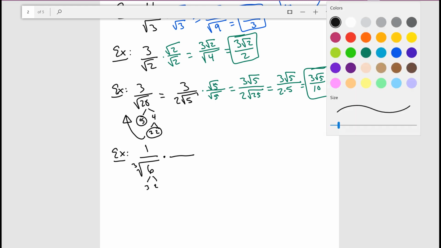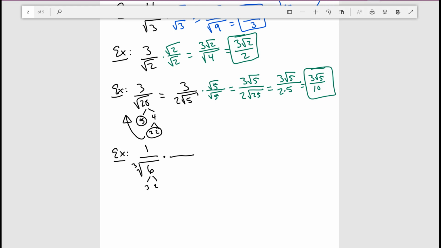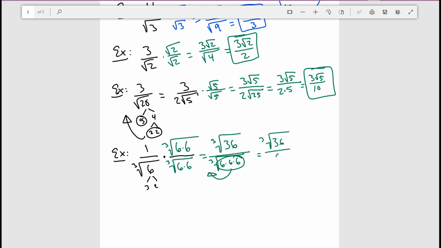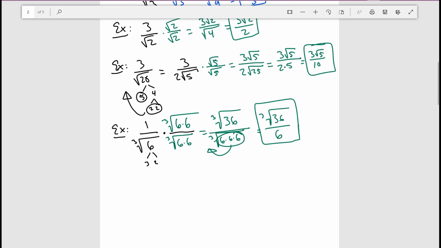So what am I missing? Well, I need 2 more 6s. So whatever I do to the bottom, I also have to do to the top. So I need 2 more 6s. On the top, I'm going to have the cubed root of 36 divided by, well, now I have 3 6s, so I have the cubed root of 6 times 6 times 6. I can take all of these out. So I have the cubed root of 36 divided by 6. And that is my final answer.